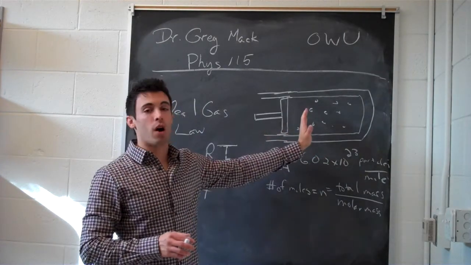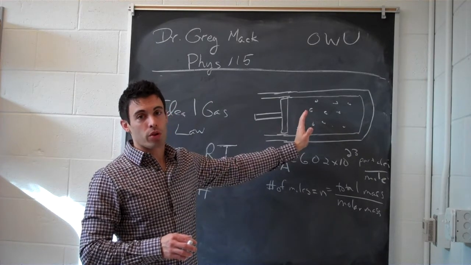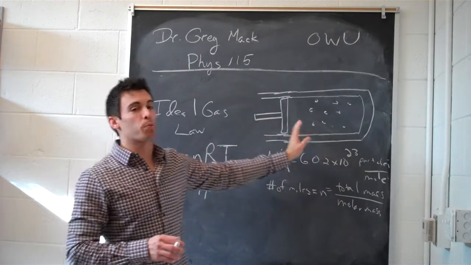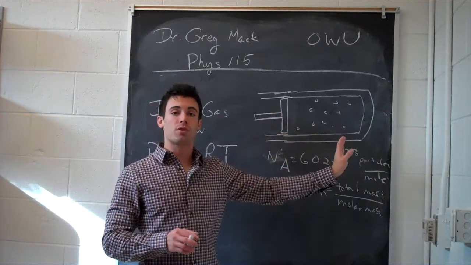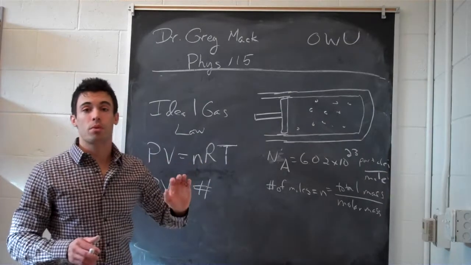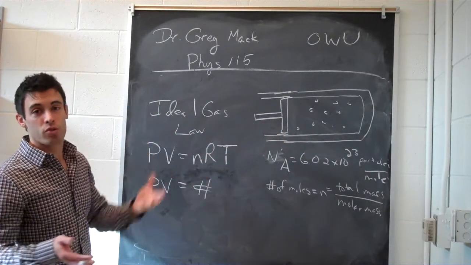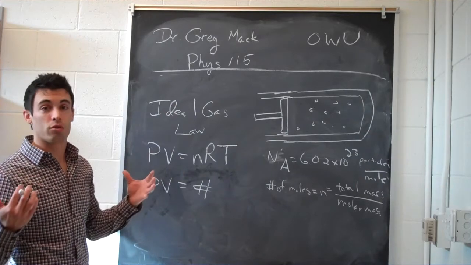If you squish this volume, they're going to collide with each other more, they're going to collide with the walls more, they're going to have a higher kinetic energy, which means that the pressure is going to be bigger. So as the volume goes down, the pressure goes up. And if you were to pull the piston out, and the volume increases a lot, the pressure is going to go down for the same sort of reason.